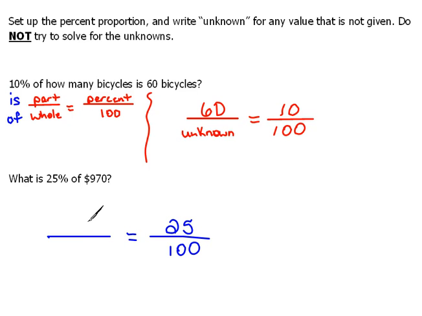Now we need to figure out what is the part and what is the whole. So here they're saying, what is 25% of $970? So is $970 the entire amount, or is it the portion of the whole? Well, this is telling us that this is what is a percentage of $970. That's the whole amount. Again, you can think of it as is and of. What is of the whole 970? So what is the portion, the smaller portion? We don't know. So that would be our unknown. Now, since we're not solving these, we're just setting them up, and that's all.